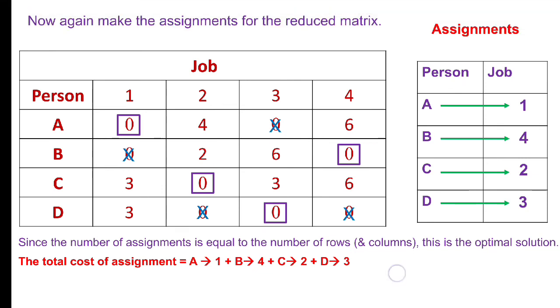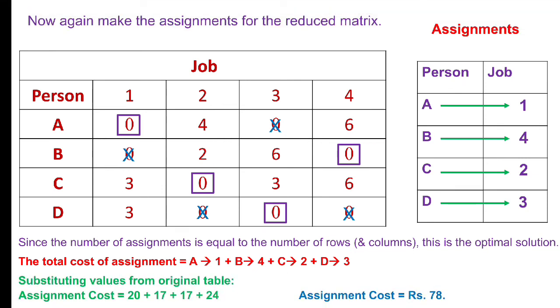A to the first job assigned will get 20. B to the fourth job assigned will get 17. C to the second job assigned 17. D to the third job assigned 24. Therefore, the total assignment minimum cost is equal to 78. This is the way we need to find the assignment problem.